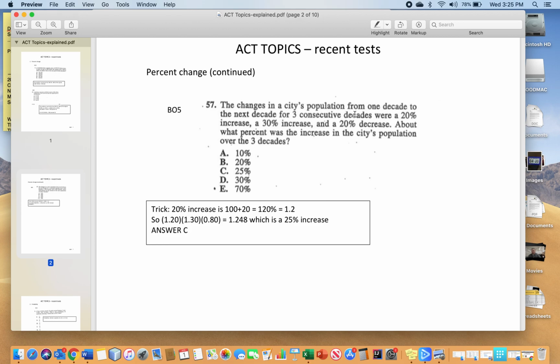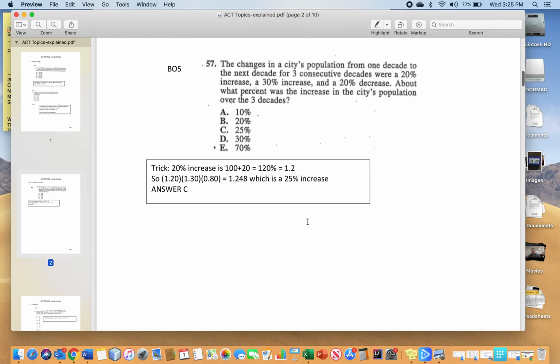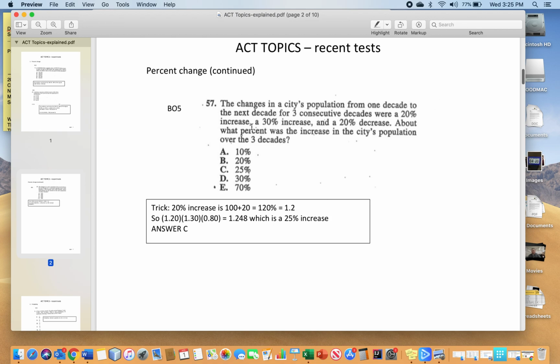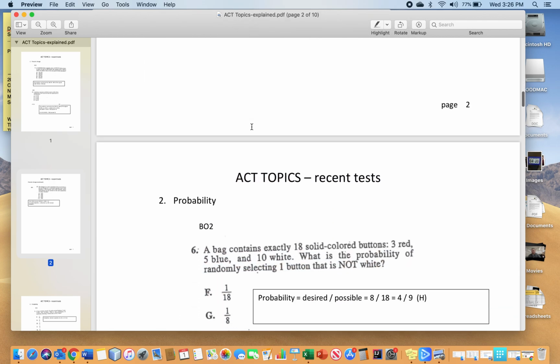Okay, here's another one. It's 3 consecutive years with a 20% increase, 30% increase, and 20% decrease. A lot of people would say, well, 20 up, 30 up, 20 down would be a 30% increase. But it's not, because it's kind of like compound interest. So you take 1.20 times 1.30 times 0.80, which is 1.248, a 25% increase. Again, very simple concept, but a lot of people miss it. And did you notice it's number 57? That's a simple problem at the very end. And if you are prepped and if you are looking for this, then you'll get it right. And that's why you're looking at this video, to be prepped.